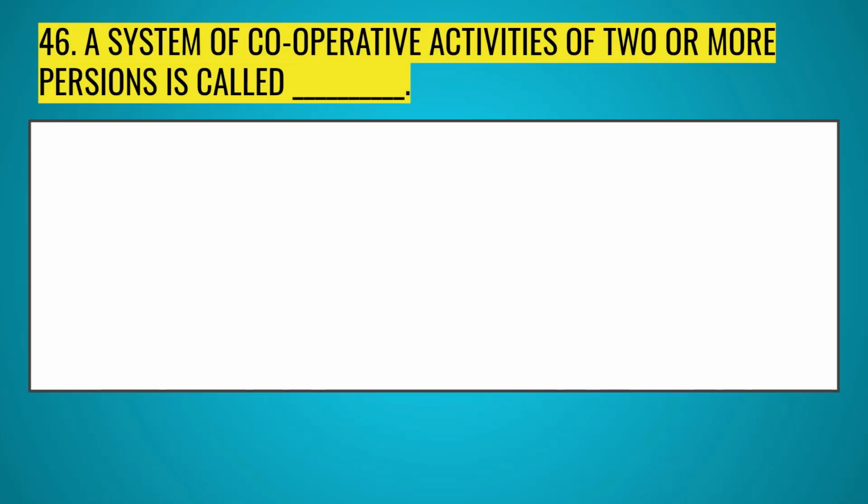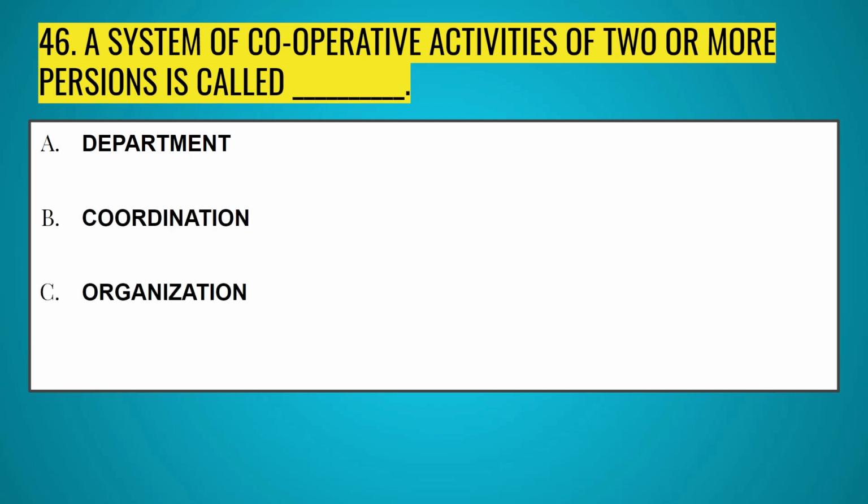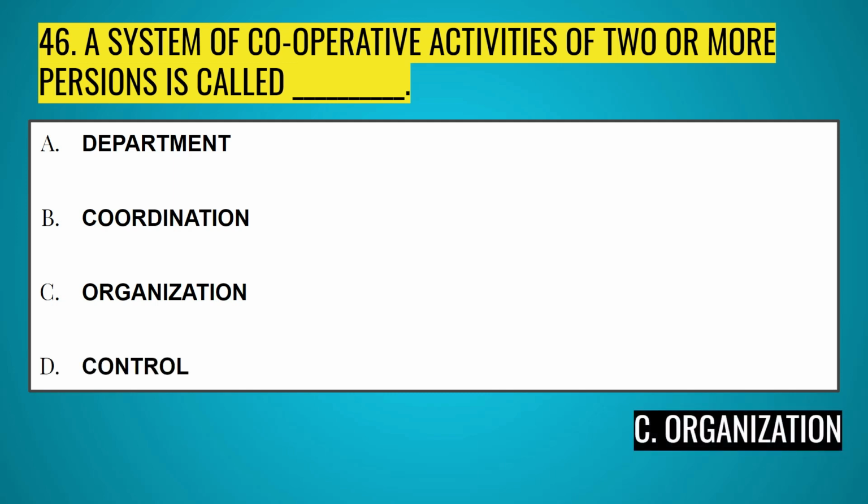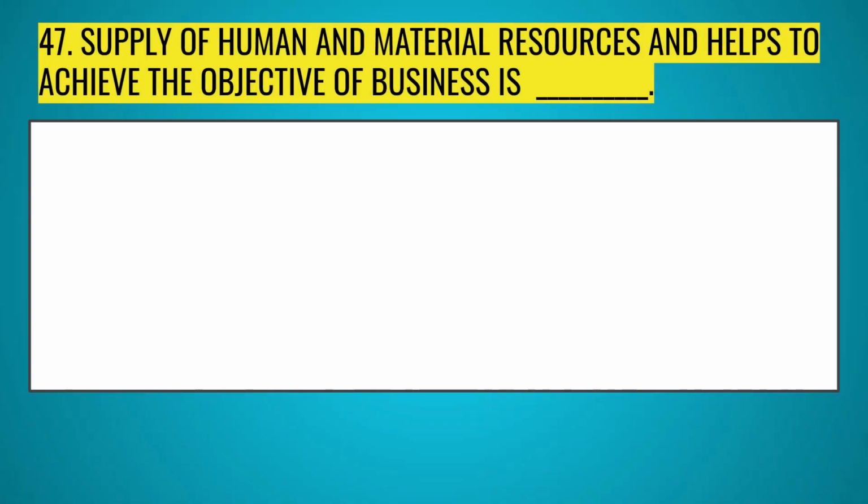46. A system of cooperative activities of two or more persons is called dash. Option A. Department. Option B. Coordination. Option C. Organization. Option D. Control. Answer is option C. Organization.